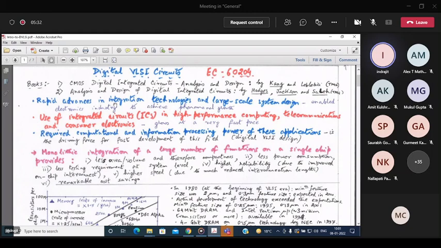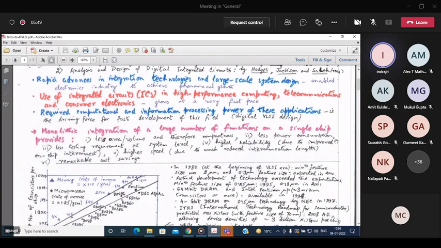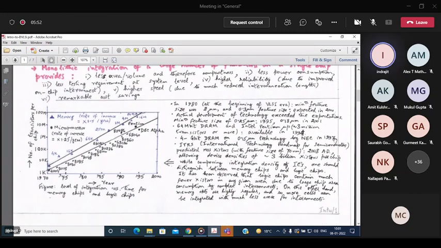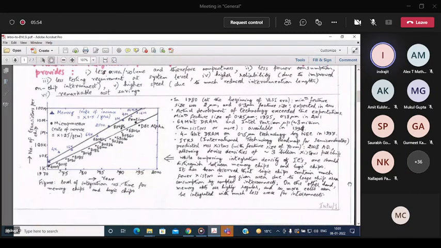This was the driving force in large-scale system design, but the motivation came from the compulsion to use integrated circuits for high-performance computing, telecommunications, low bitrate video coding, and consumer electronics. We also saw that there is some dissimilarity in the growth of processor-based circuitry and memory-based circuitry. Memory-based circuitry showed a steady growth of 1.5 per year, roughly.